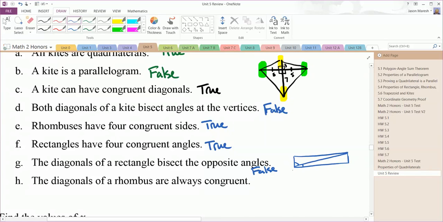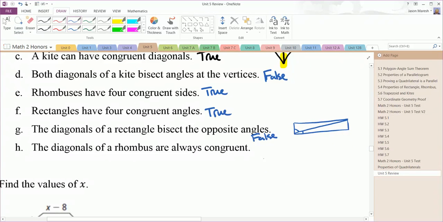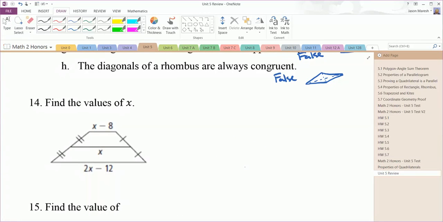And the diagonals of a rhombus are always congruent. Again, that's not true. If you have a kind of a squished rhombus, you can see that one diagonal is going to be a lot shorter than the other. But again, a square is a rhombus, so if you were looking at a square, that would be true.